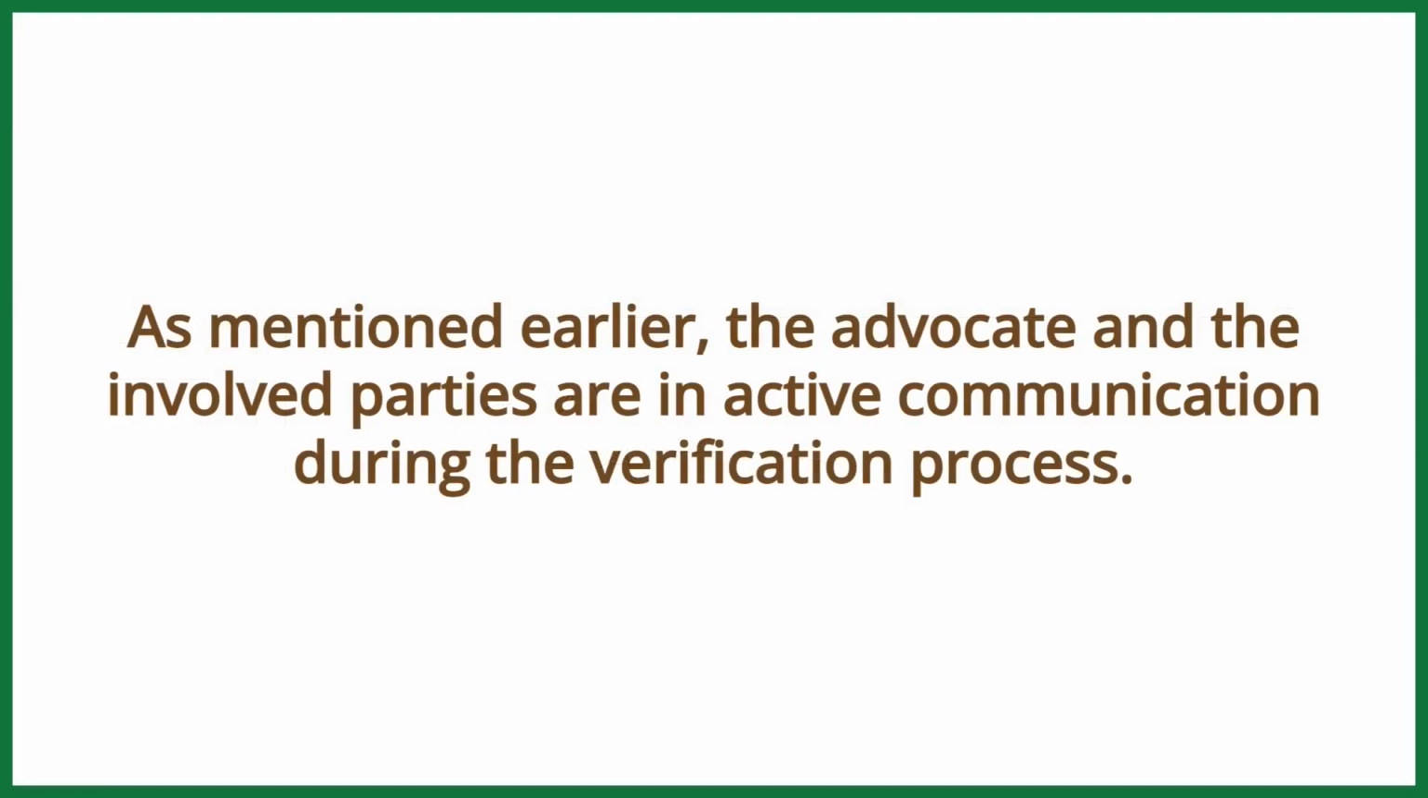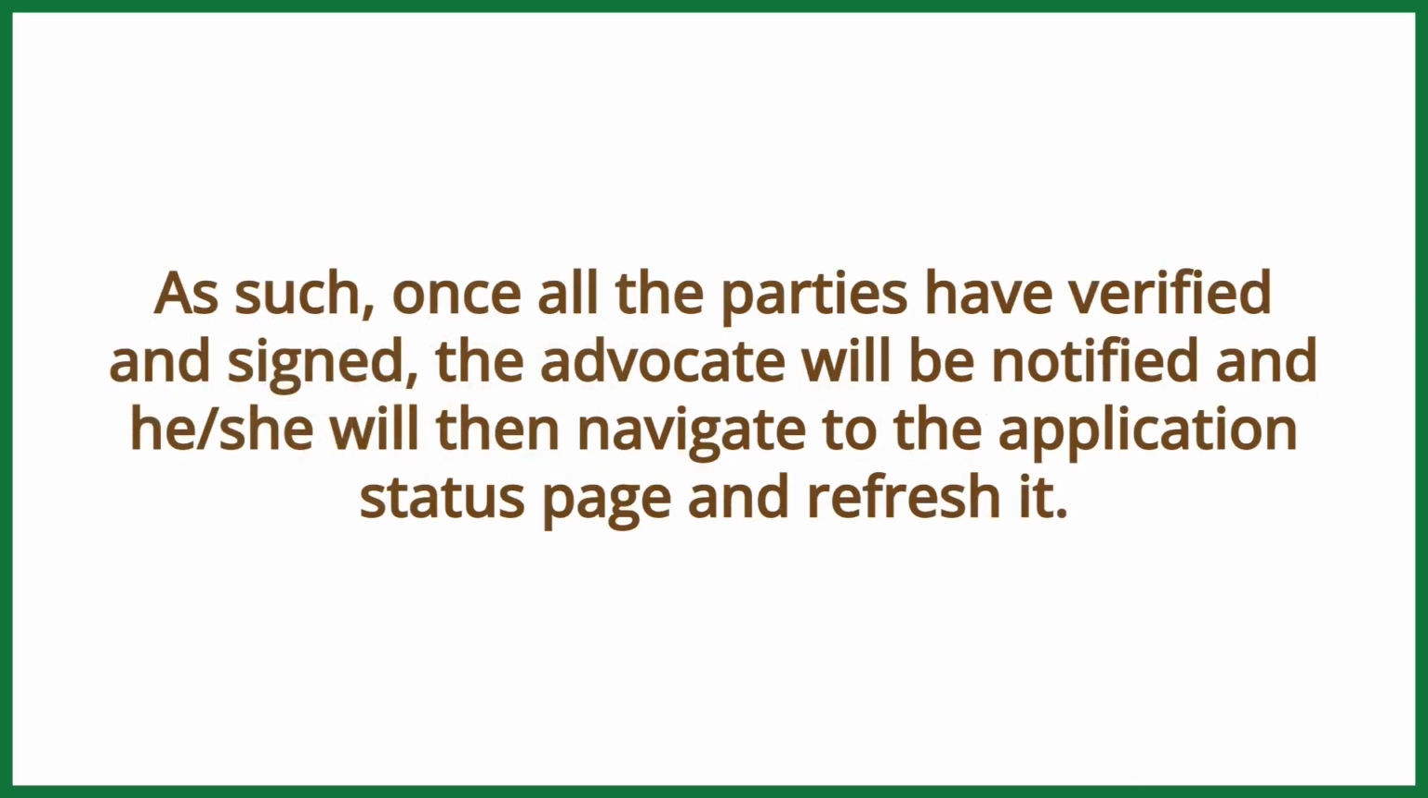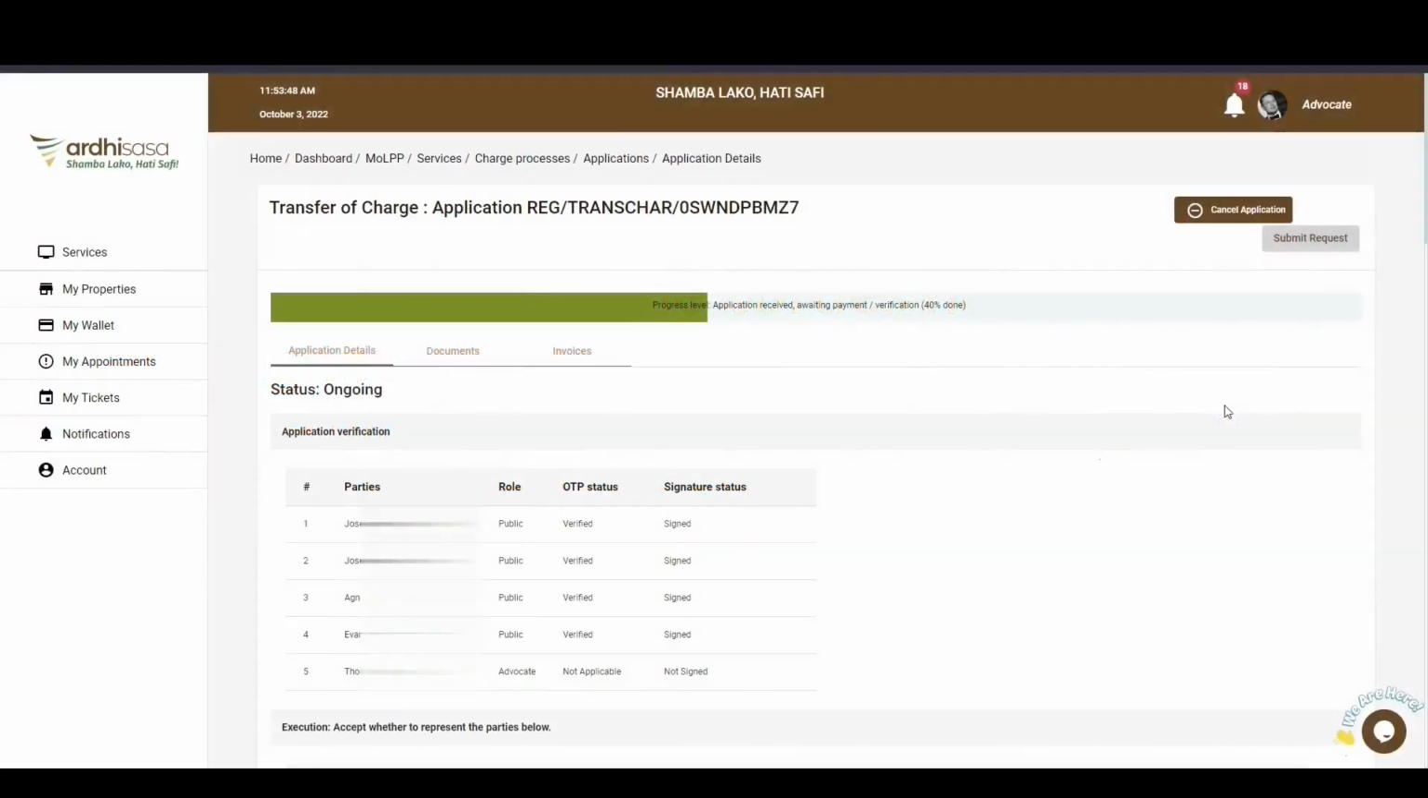As mentioned earlier, the advocate and the involved parties are in active communication during the verification process. As such, once all the parties are verified and signed, the advocate will be notified and he or she will then navigate to the application status page and refresh it. On your screen under the application verification section, you'll see the status on verification by the involved parties under the OTP status, and you'll also see the signature status as well. And in our case, they have all verified and signed.